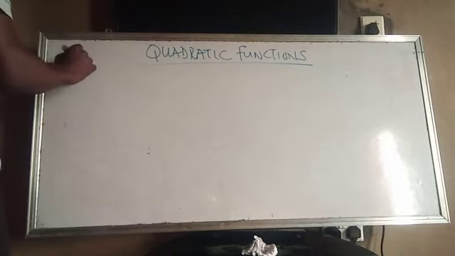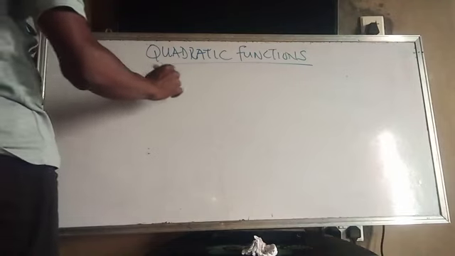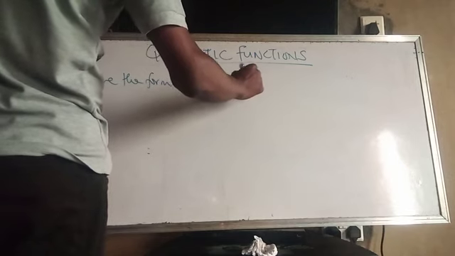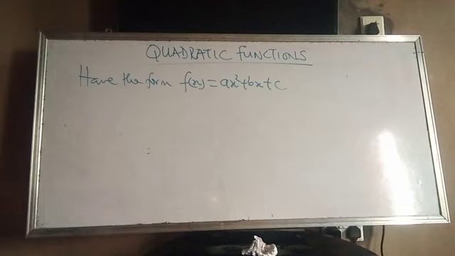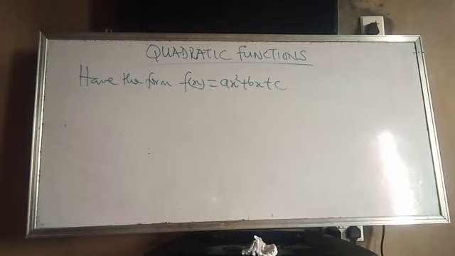Now, quadratic functions have the form f of x is equal to ax squared plus bx plus c. That is how they look, I mean, that is their general form. If you look at this, obviously you know that this is the general form of a quadratic equation. So that is how quadratic functions look.